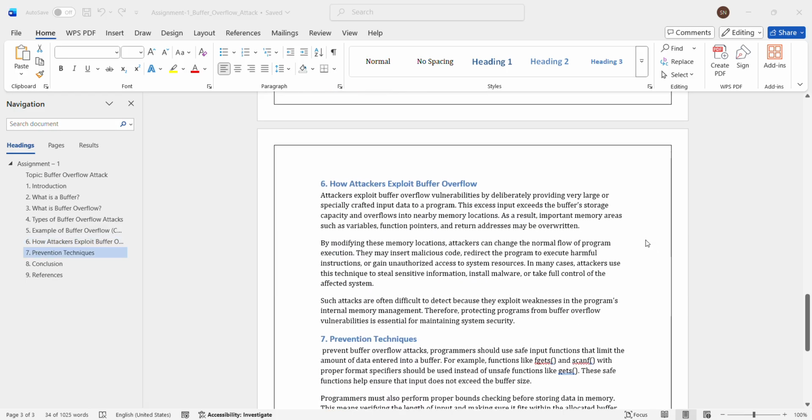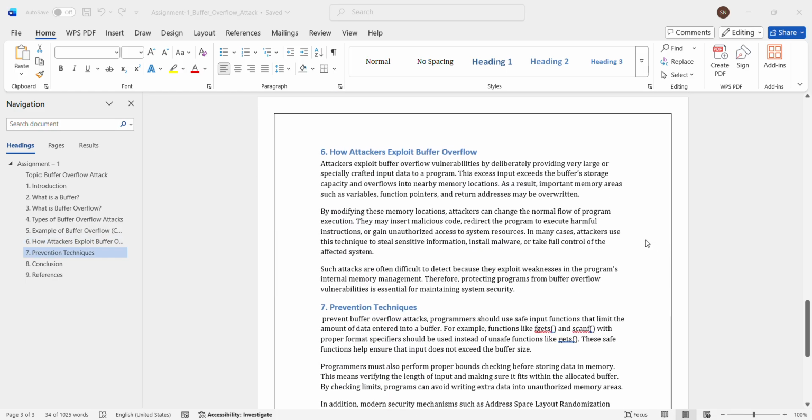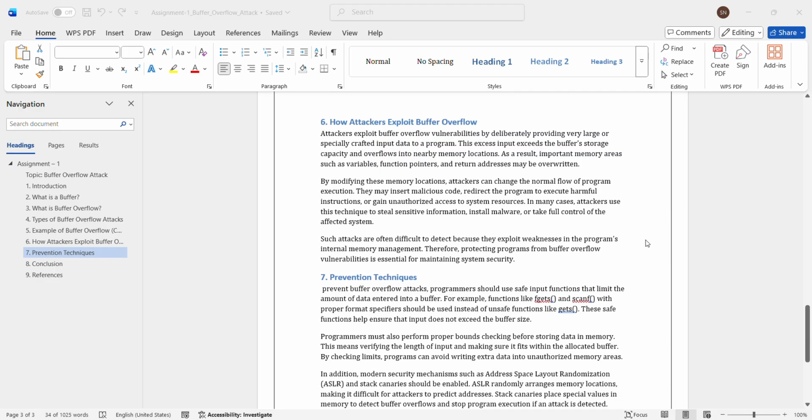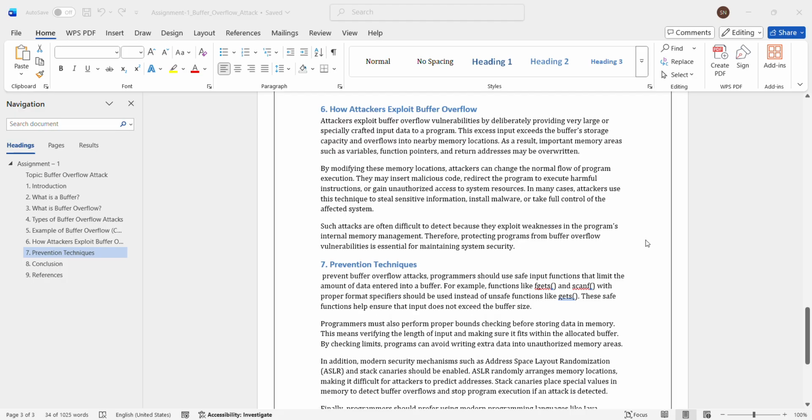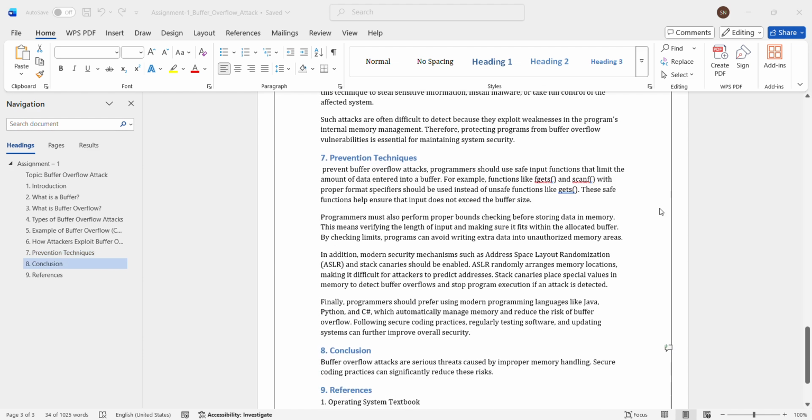In addition, modern security mechanisms such as address space layout randomization (ASLR) and stack canaries should be enabled. ASLR randomly arranges memory locations. Conclusion: buffer overflow attacks are serious threats caused by improper memory handling. Secure coding practices can significantly reduce these risks.